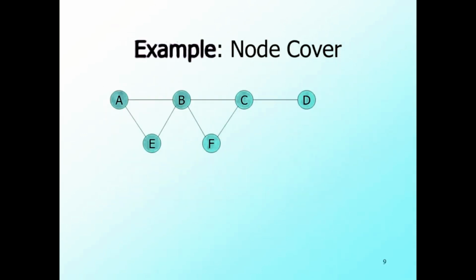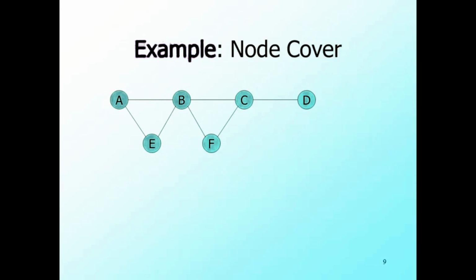Here's an example of a graph. One of the interesting things about NP-complete problems, and node cover is one such, is that even small instances of the problem seem hard. So how small a node cover can we find for this graph? Do you see the answer yet? Well, we'll work it out.